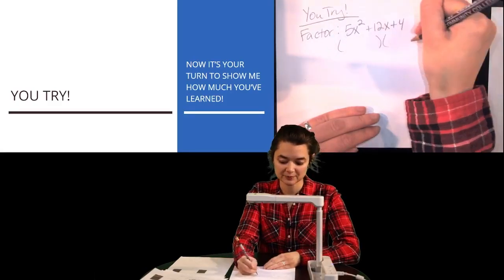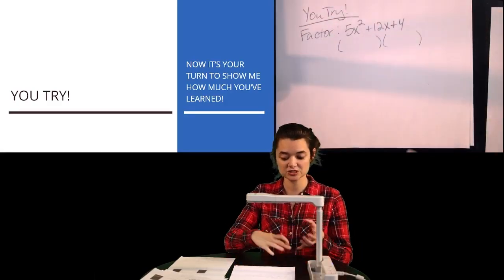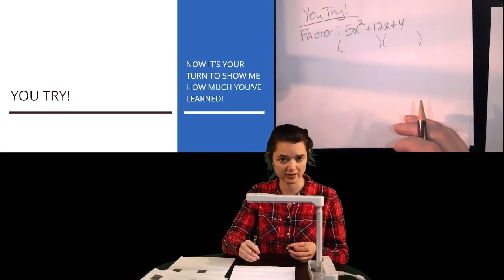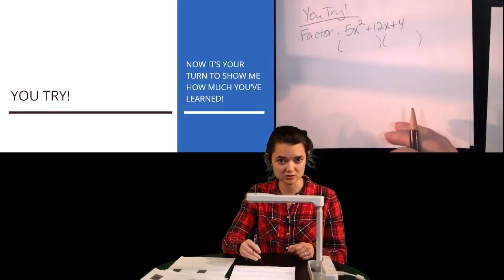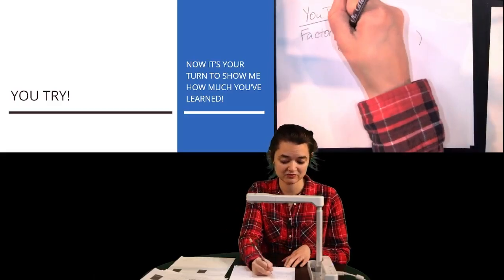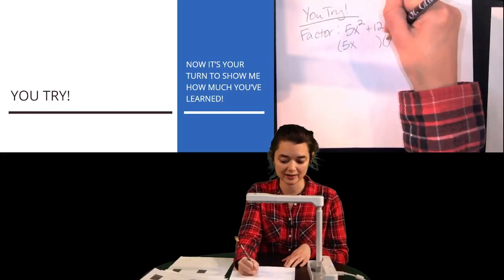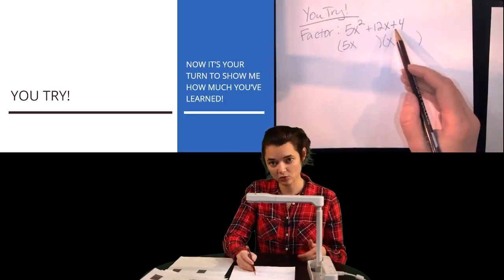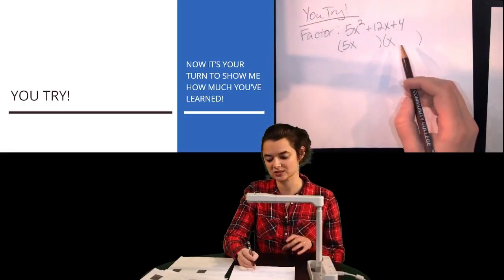So we started out with a couple sets of parentheses, and the first times the first gives you 5x squared. And you guys hopefully are learning to love prime numbers because there's only one option with 5x squared. It's got to be 5 and 1, so 5x and 1x. The last term should multiply to give you a positive 4. So the positive means my signs are the same.